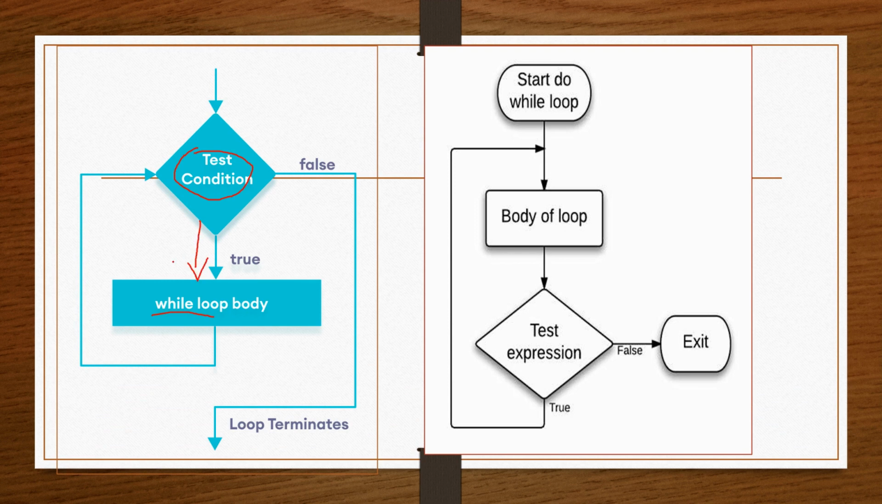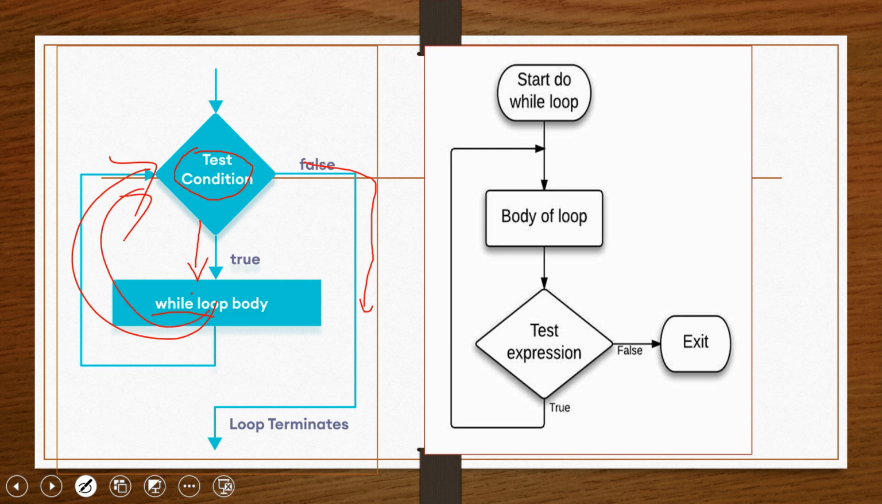It will enter into the loop and execute the statements which are in the block. If it is false, then it will exit from the loop. It will continuously repeat the same block, the same lines, until the condition becomes false.